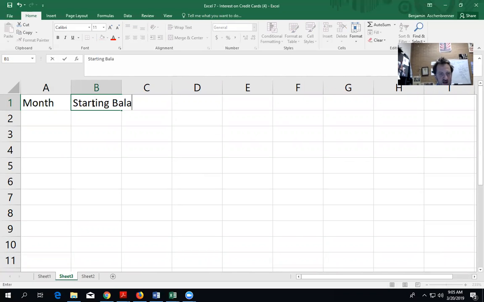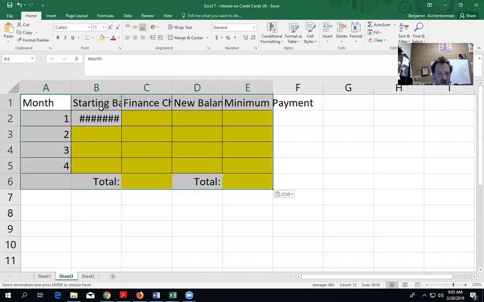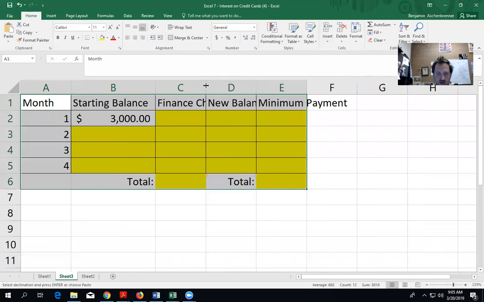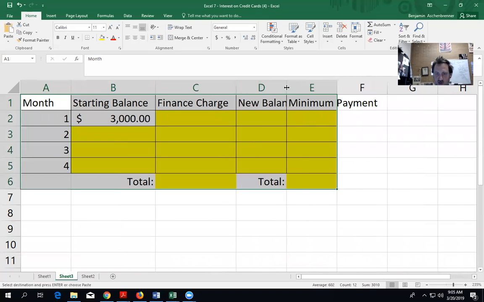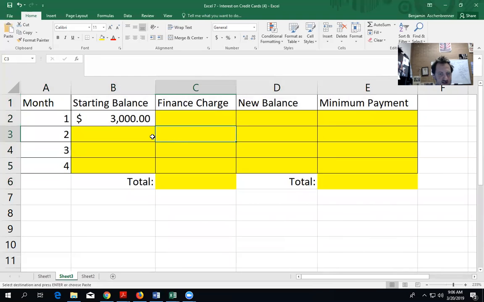This is not thinking about the power of computers. What I should do is take this whole thing and copy and paste it over into this. I may have to expand the columns a little bit. Remember how to do that? You go in between the cells and you drag, or you double click to auto size.